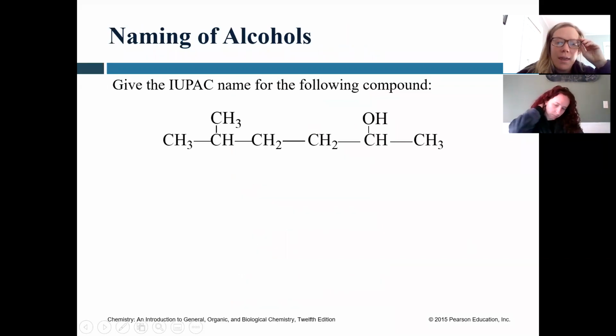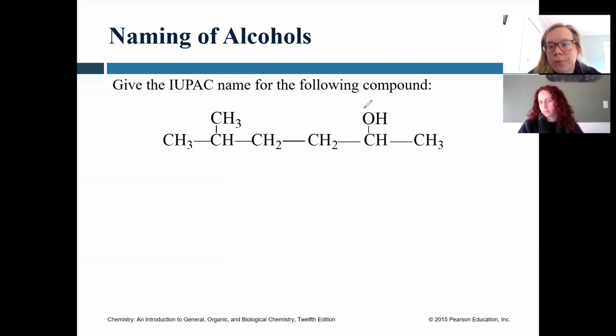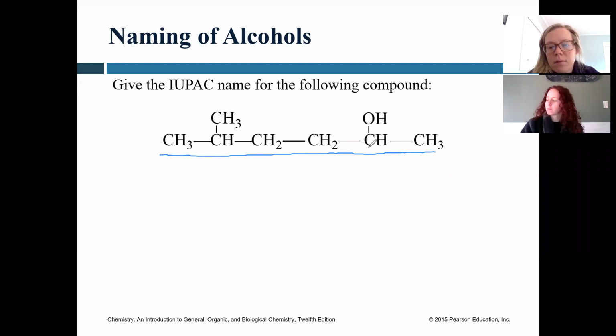So if we're looking at this and we want to name this thing, we want to find first the longest carbon chain that contains the OH group. Okay, so for this one, it's this right here. It is 1, 2, 3, 4, 5, 6 carbons. So that's hex. They're all single bonded, hexane. But because there's an alcohol, I need to change this to hexanol.